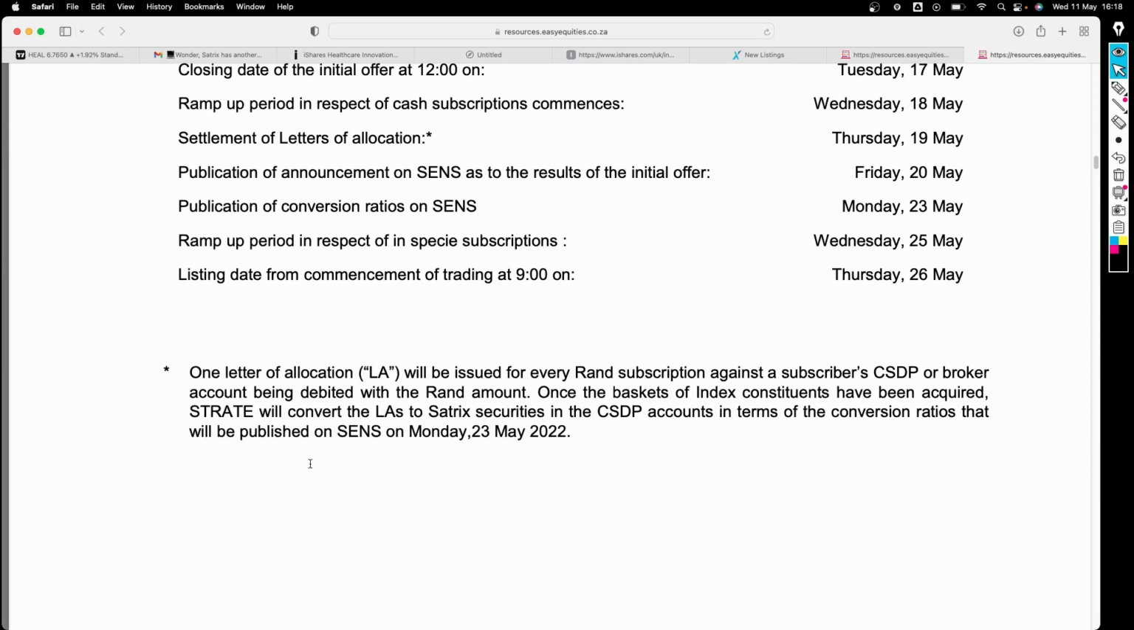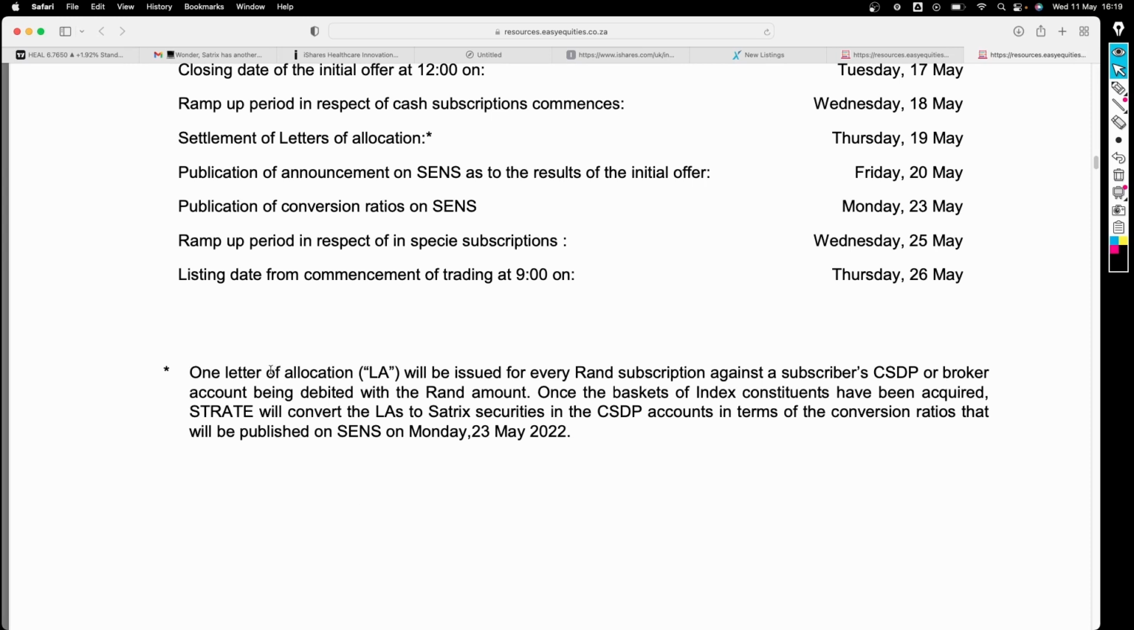And then they say that one letter of allocation will be issued for each and every rand of subscription, meaning that if you put in 10 rand for this, you're going to get 10 letters. But that doesn't mean that that's the number of units that you'll be getting. The number of units that you will get will be determined once the net asset value of the ETF has been determined. So let's say, for example, you put in 50 rand, that means that you are getting 50 letters of allocation. If the net asset value of that ETF ends up being 25 rand per ETF, it means that you will only be receiving 2 units.